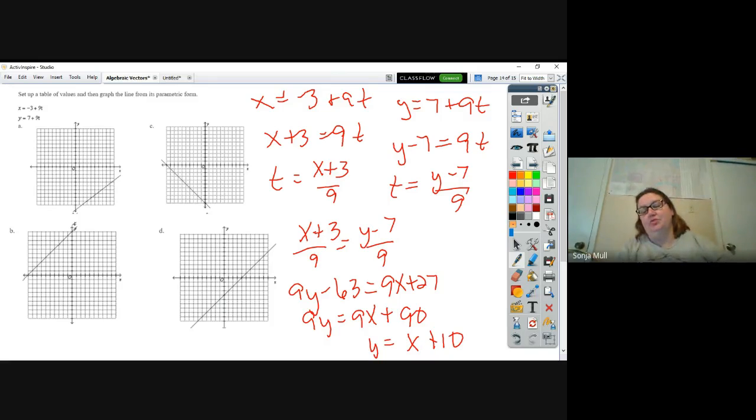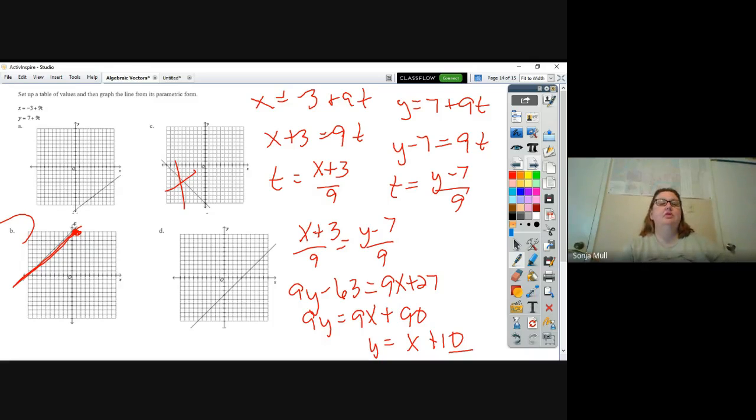Then divide everything through by 9. So it needs to have a positive slope. So C has a negative slope. It's definitely not that. It has a y-intercept of 10. A y-intercept of 10 is here in B, sorry, and the slope there looks like it's 1. So it's B. There we go.